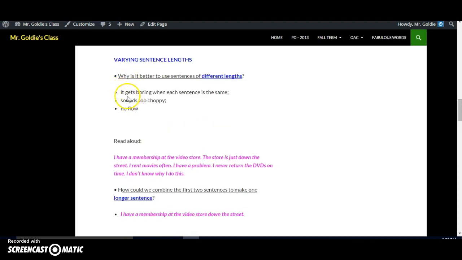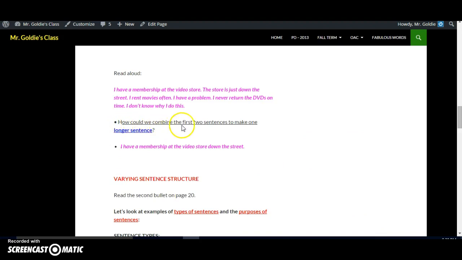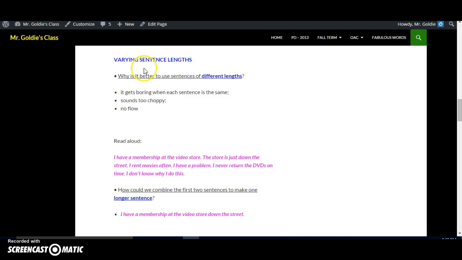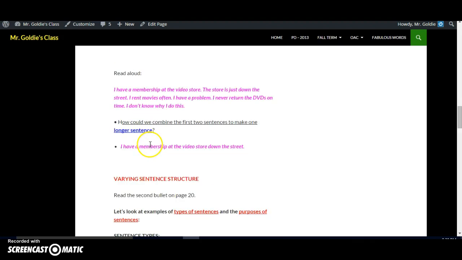Do you see how this paragraph is boring because each sentence is the same? Could you hear how it sounded choppy? Like this? There's no flow. It doesn't flow smoothly. How could we combine the first two sentences to make one longer sentence? Remember, we're trying to vary the length of our sentences, so make them longer, shorter, medium length.